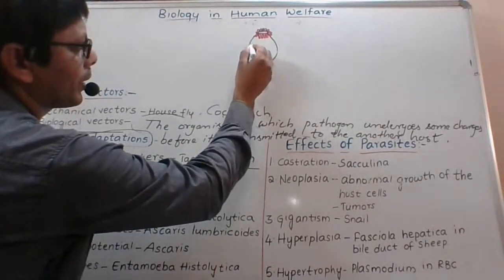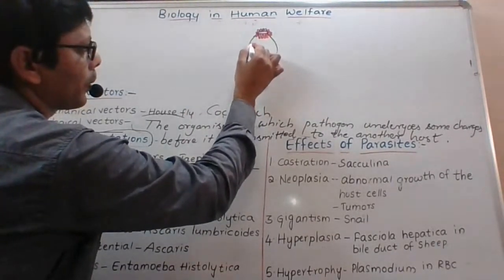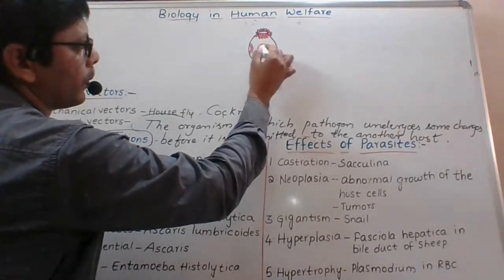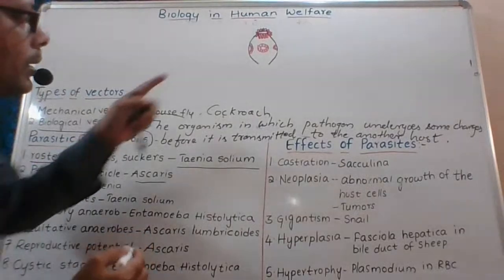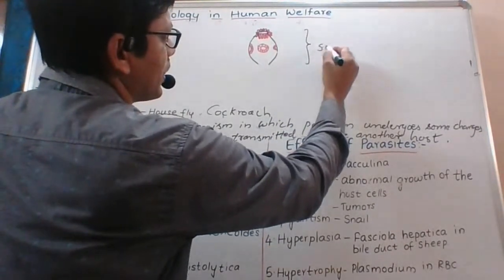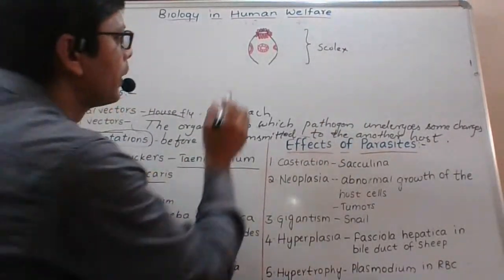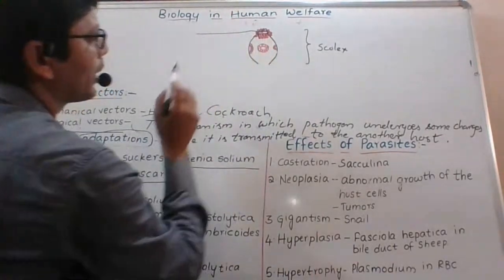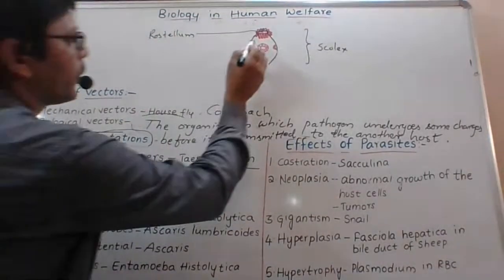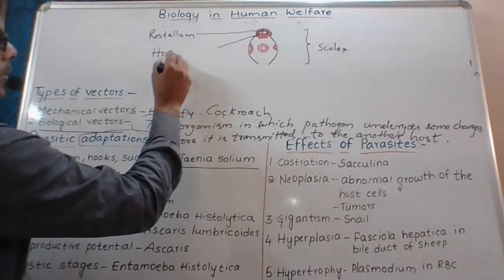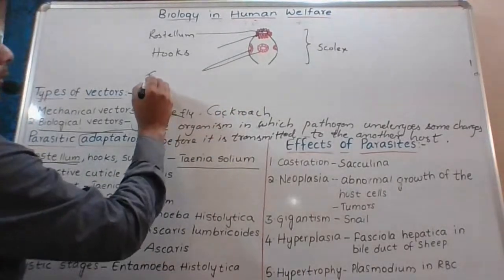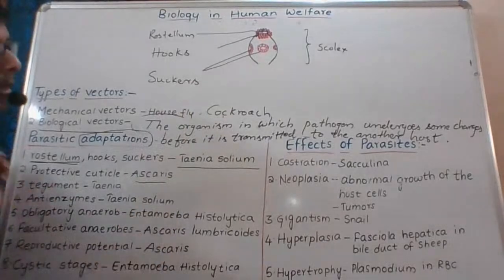Next, here there are suckers. This is one sucker, this is another sucker, and this is another sucker. These are the suckers, and this whole structure is called the scolex, nothing but like our head. What are the structures present here? This center one is called the rostellum. These are called hooks. And these structures are called suckers.